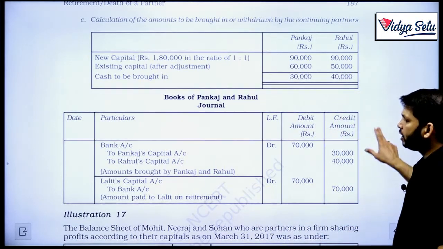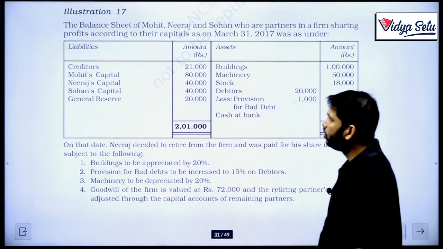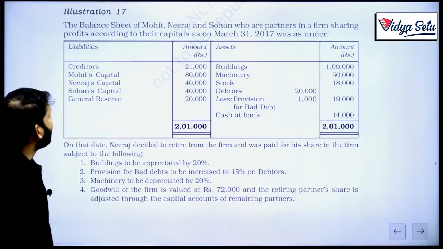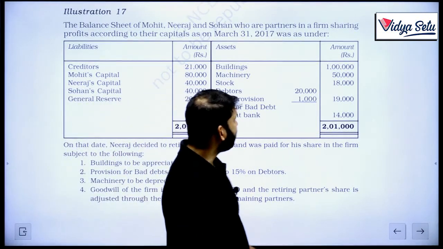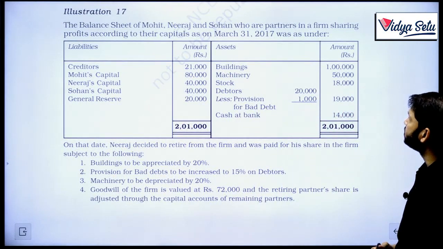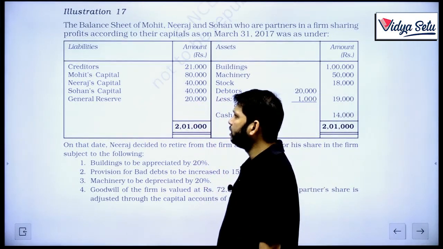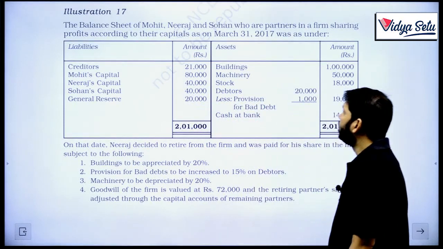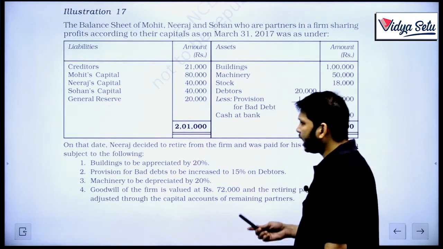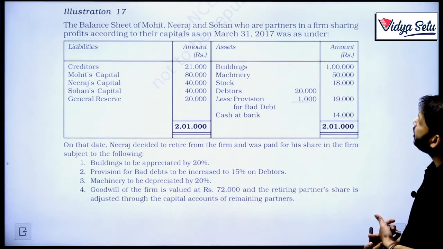Okay, and the last illustration for this lecture is illustration number 17. This is the type of question we generally expect in the exam as well. So the balance sheet of Mohit, Neeraj and Sohan, who are partners in a firm sharing profits according to their capitals, as on March 31, 2017 was as under: creditors, Mohit, Neeraj and Sohan's capital, also general reserve, building, machinery, stock, debtors less provision, and cash at bank. On that date, Neeraj decided to retire from the firm. Who is retiring? The middle one is retiring.